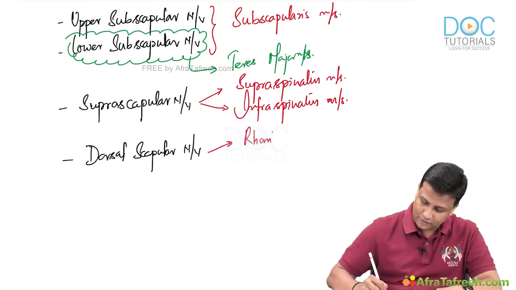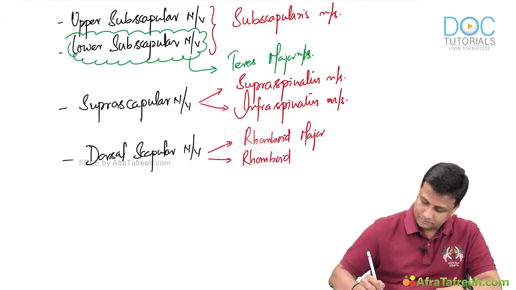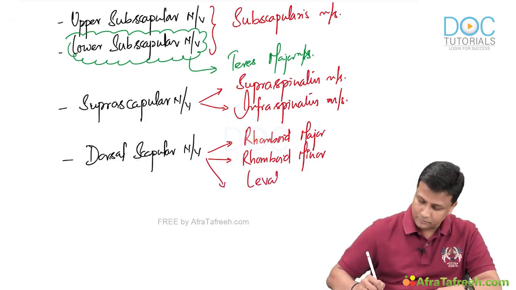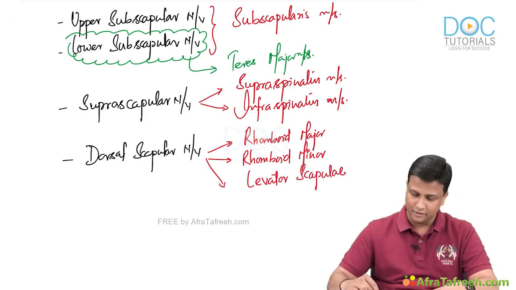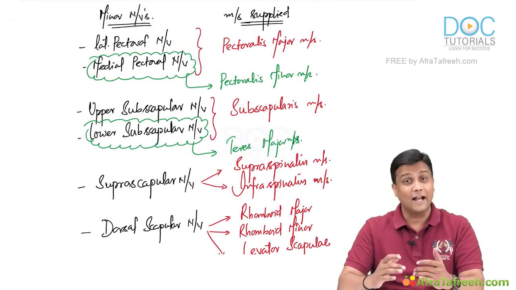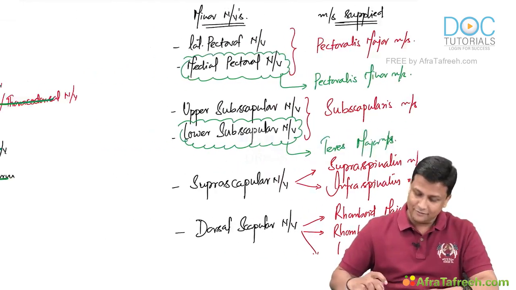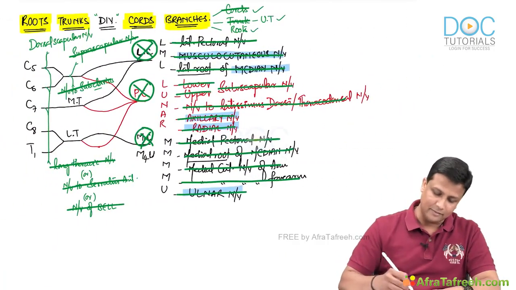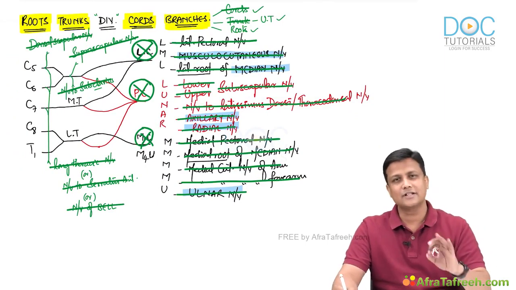So, one will be the rhomboid major, another one will be the rhomboid minor, and then yes, one more muscle which is present on the medial side, that is levator scapulae. Even the levator scapulae. Is it okay? So now that is a small table here finally of the minor nerves and the muscles it is supplying, guys. And now, my dear friends, all my dear doctors, just observe there the brachial plexus, not even a single nerve which is left there.